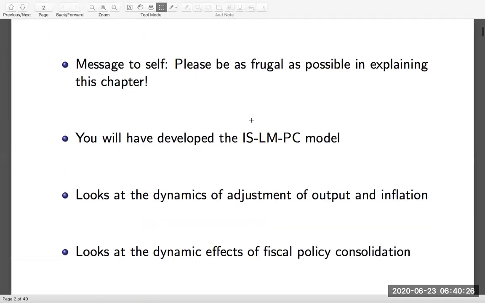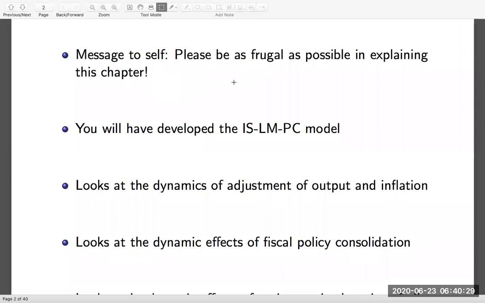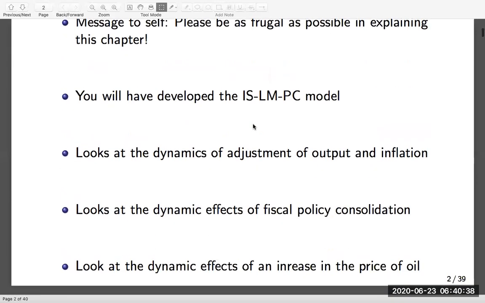So okay, I even wrote a message to self: please be as frugal as possible. The reason being, I wanted to remember that I shouldn't write too much. Okay, so I see people coming to class. Everybody's interested in coming through.